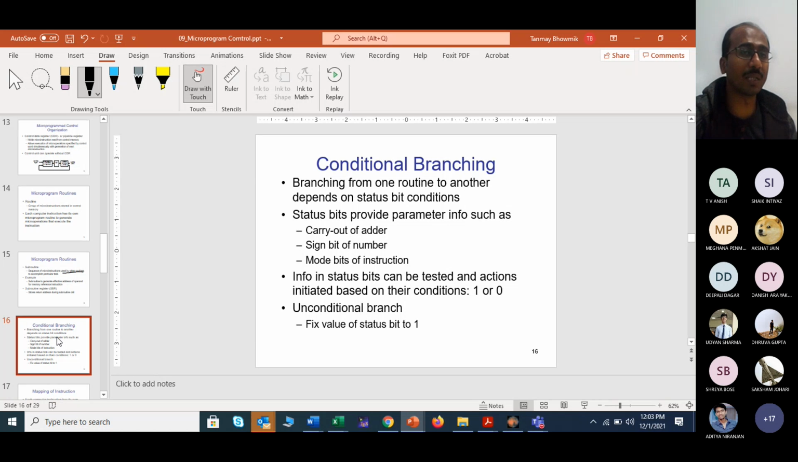Carry out of adder means whenever you are performing the addition between n bit and n bit and your result is exceeding the n bits, right? So that is the carry out of adder. That is one status bit. Another status bit is sign bit of a number.